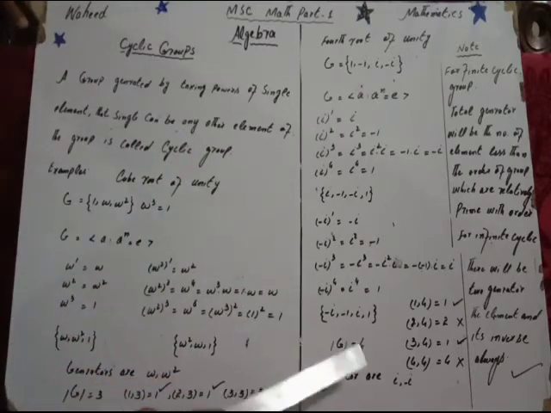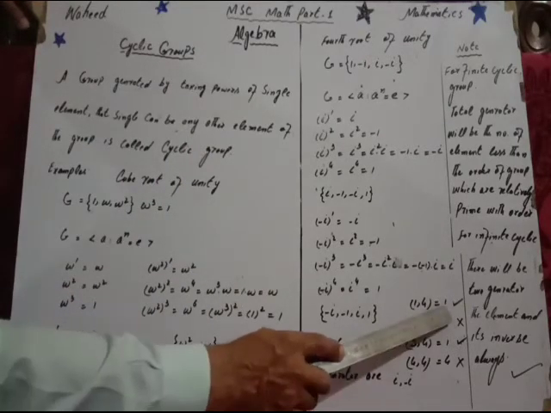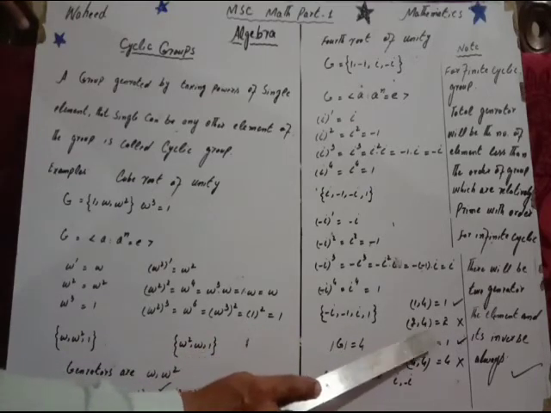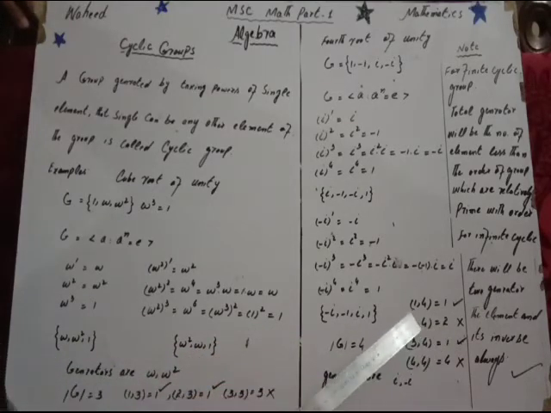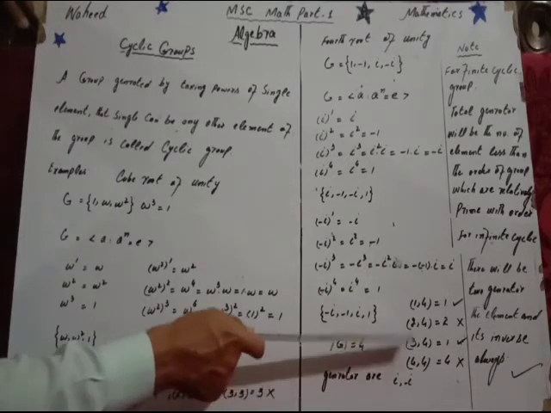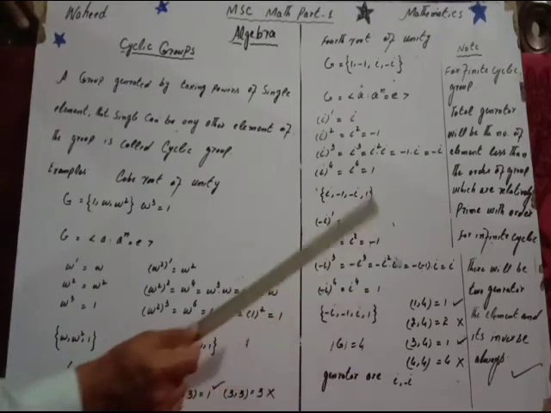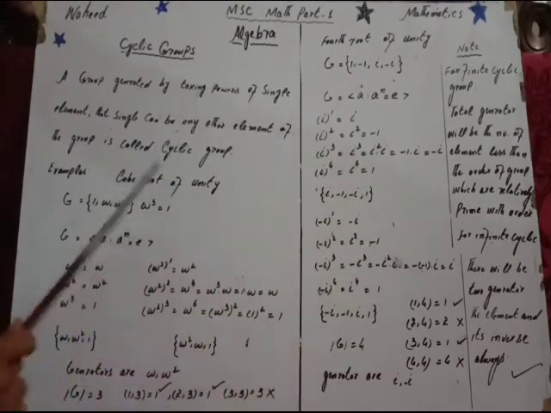The order of this group is 4. 1 is relatively prime with 4. That's nice. 2 is not relatively prime. Relatively prime means the GCD of the two numbers should be equal to 1. 3 is relatively prime with the order of the group. 4 is not relatively prime with the order of the group. Here we have two numbers which are relatively prime, so the number of generators will be 2, which are iota and minus iota.